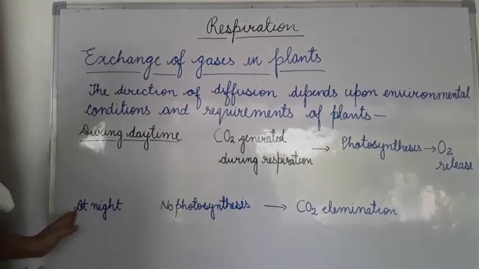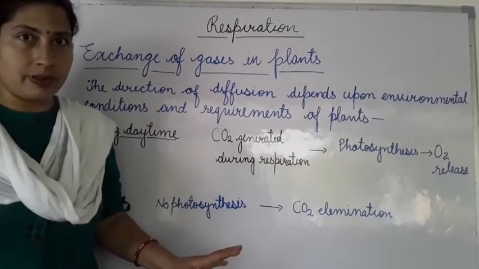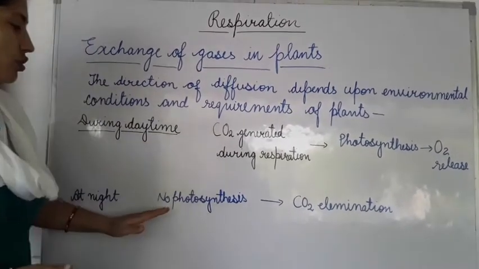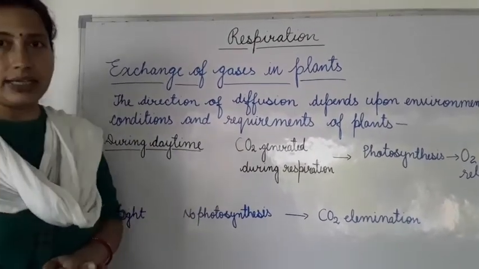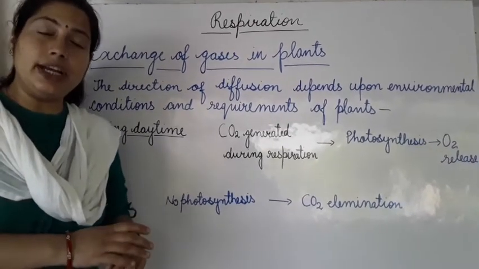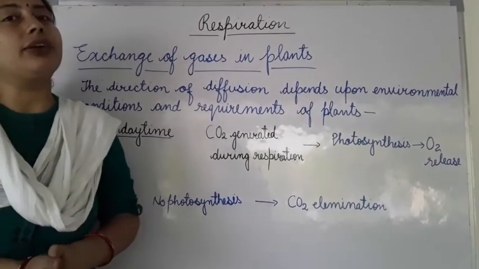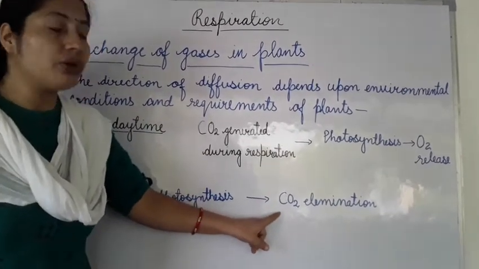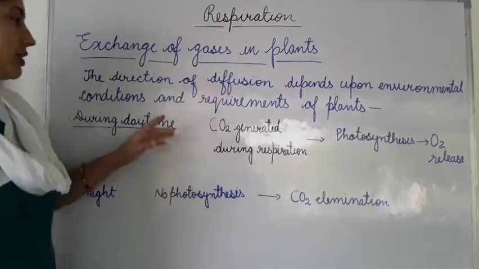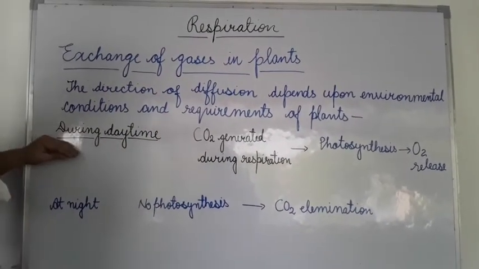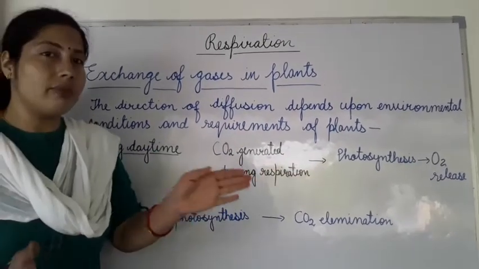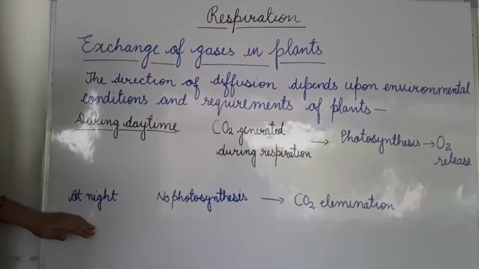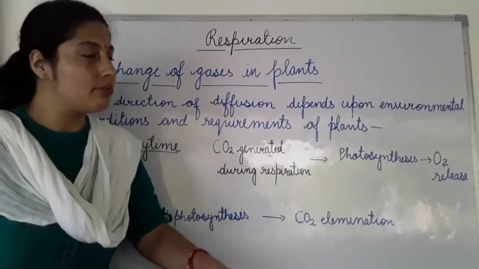And same at night, no photosynthesis takes place. So CO2 elimination is the major event, because photosynthesis happens only during daytime, and respiration takes place during day and at night also. So no photosynthesis, but respiration occurs. So CO2 elimination is the major event. So these are the two environmental conditions: during daytime, release of oxygen is the major event, and its reverse, at night, CO2 elimination is the major event.